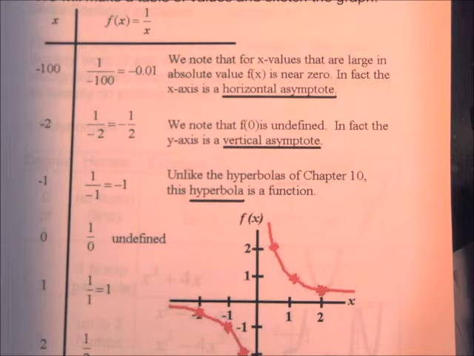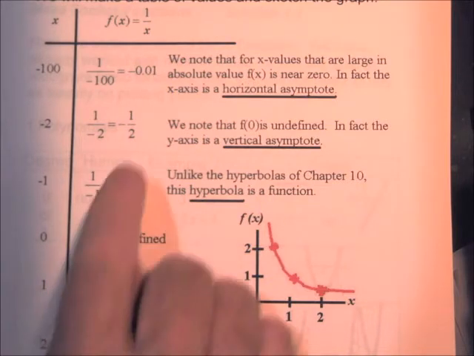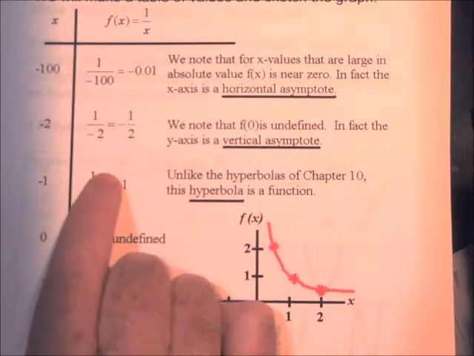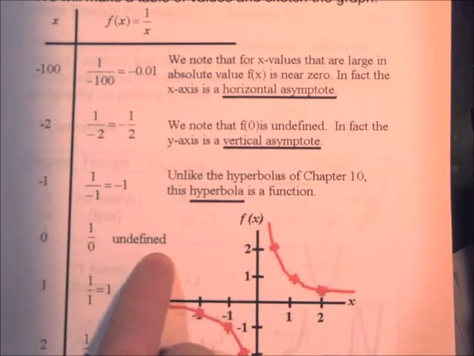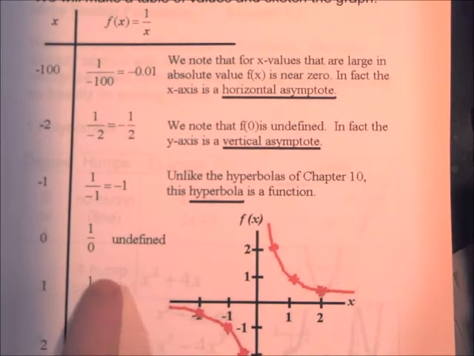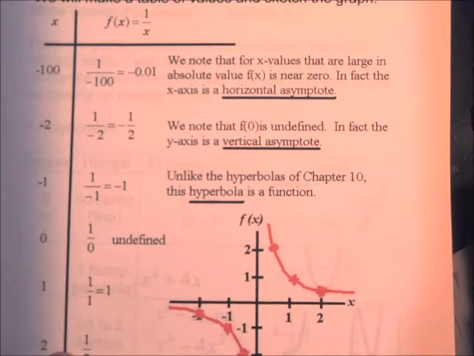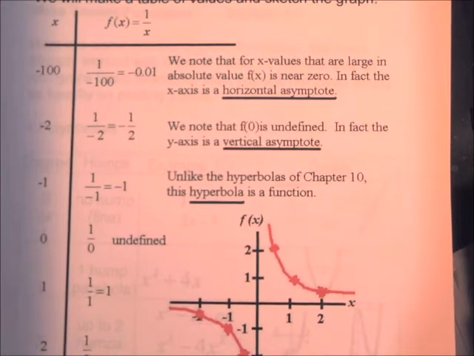If x is negative 2, 1 over negative 2 is negative 1/2. If x is negative 1, 1 over negative 1 is negative 1. If x is 0, 1 over 0 is undefined. If x is 1, 1 over 1 is 1. If x is 2, 1 over 2. If x is 100, 1 over 100, or 0.01, is close to 0.